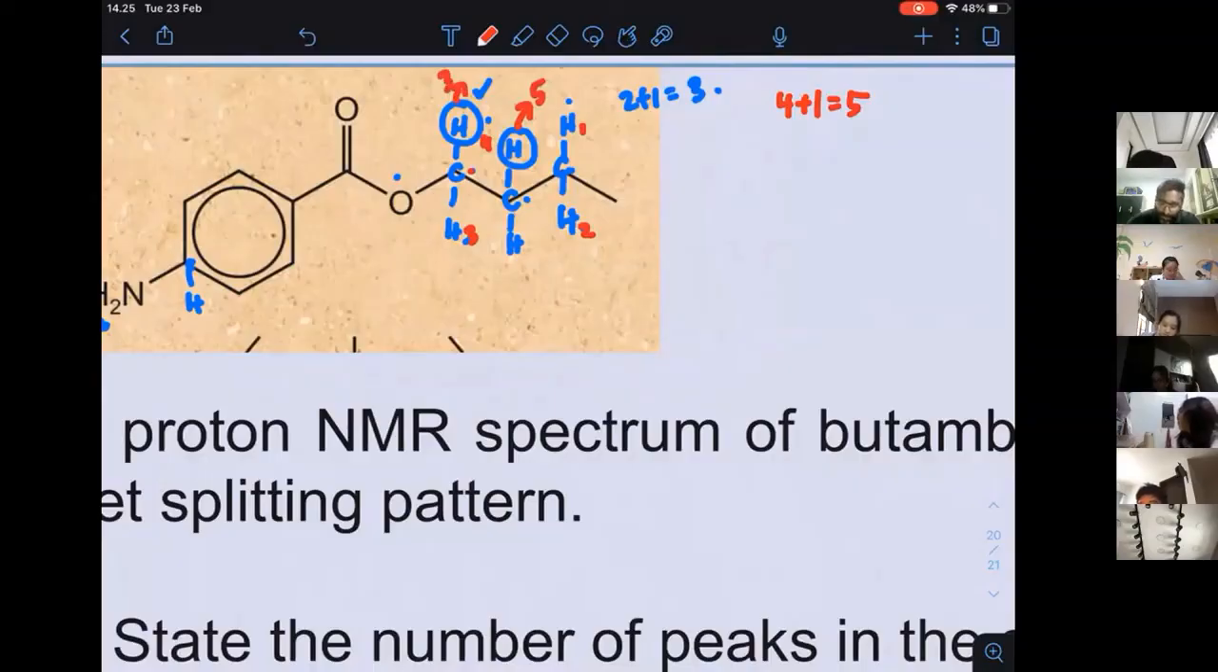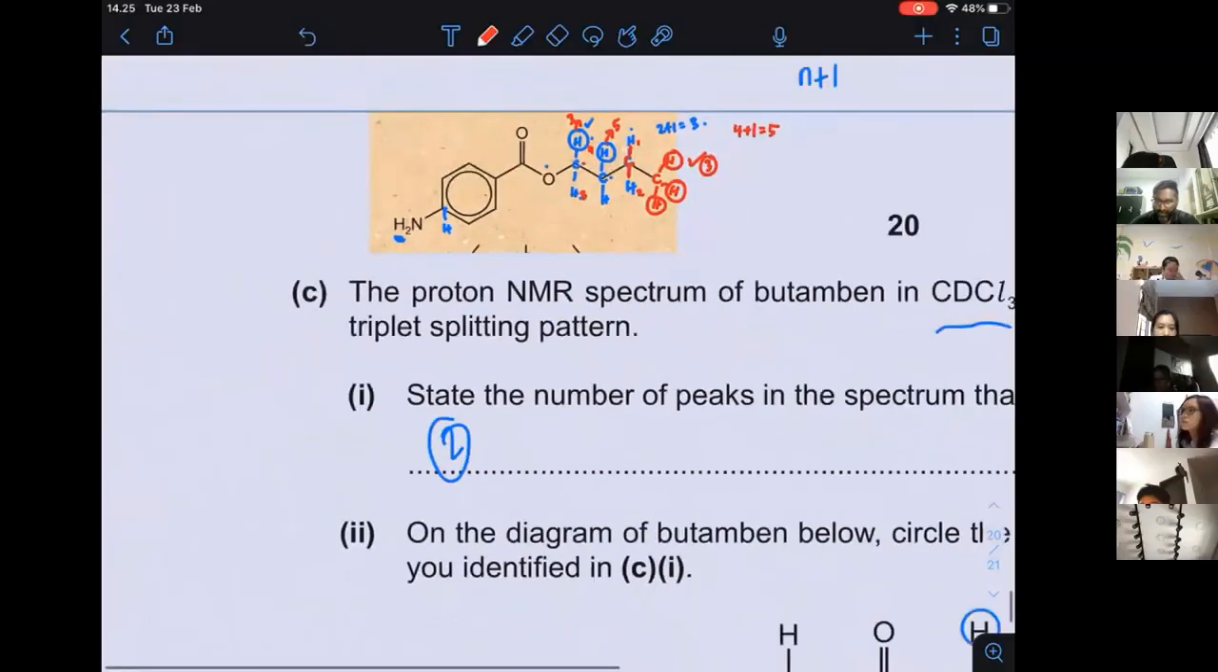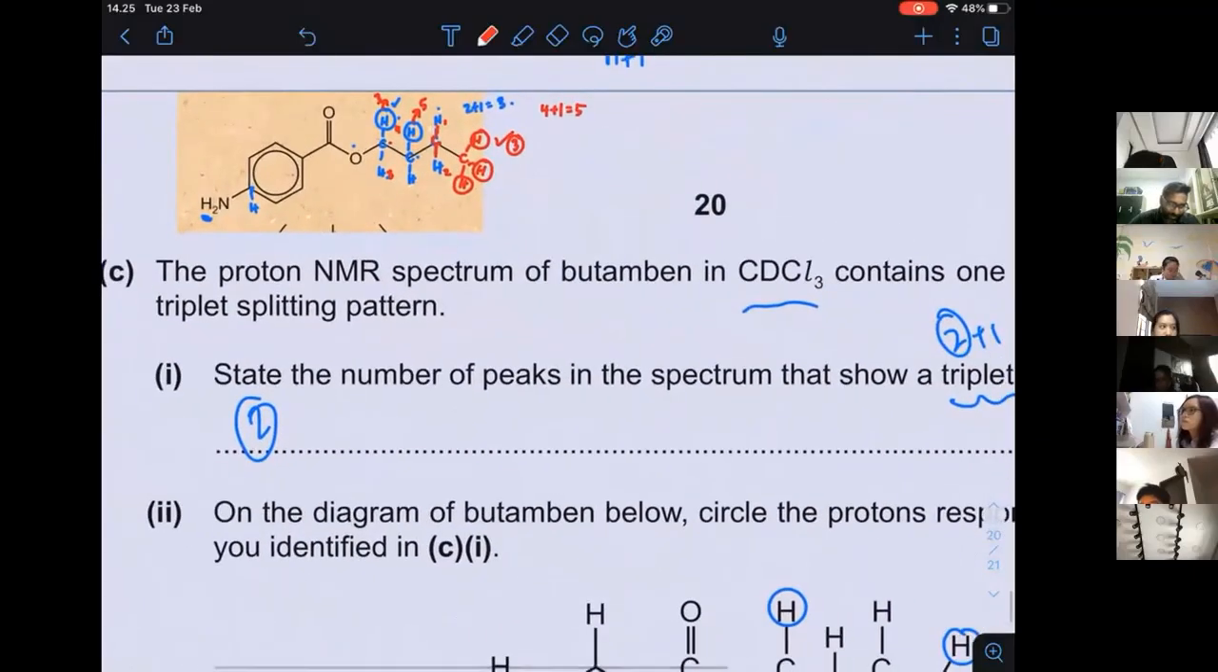And then for this one, this carbon H. Each of these hydrogens has the same environment. For this environment, the carbon next to it has 2 hydrogens, so this is also going to be 3. So how many of them are going to be triplets? The answer is going to be 2.